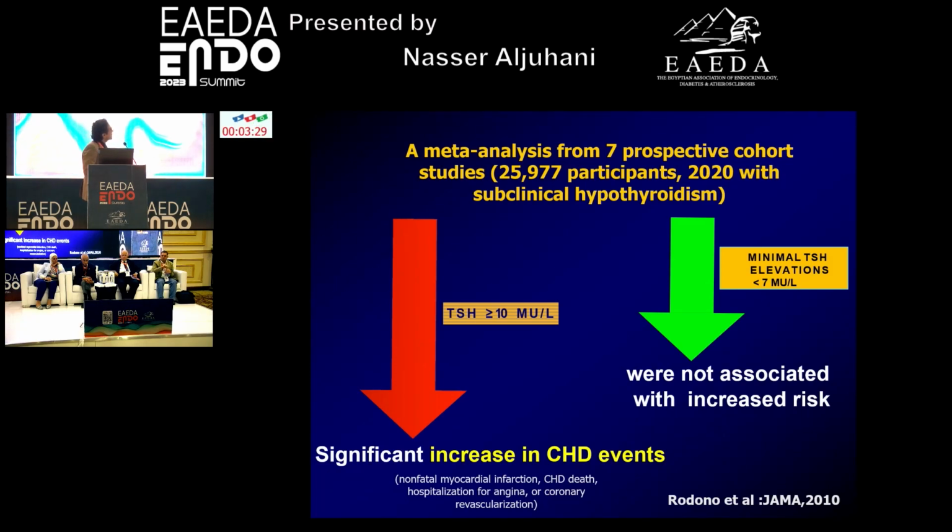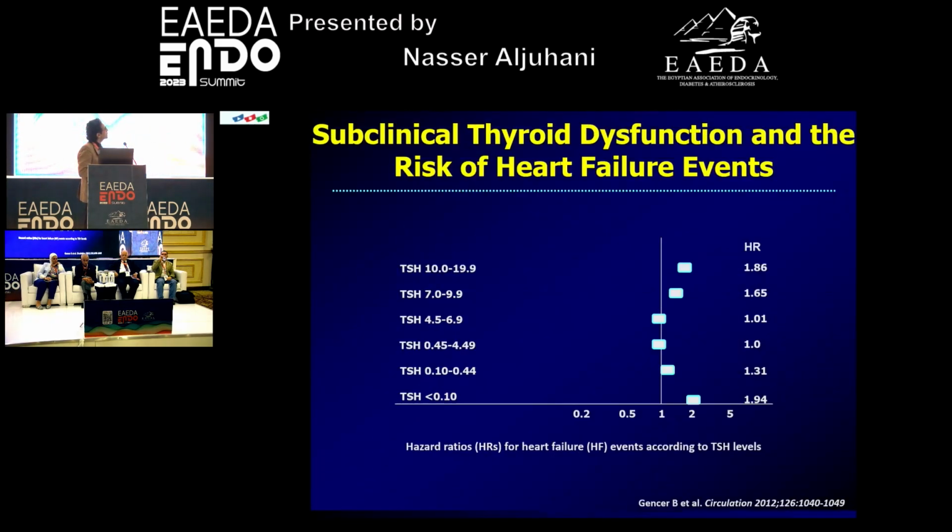If TSH is more than 10, there is a significant increase in cardiovascular mortality. If less than 7, it is not associated with increased cardiovascular mortality.